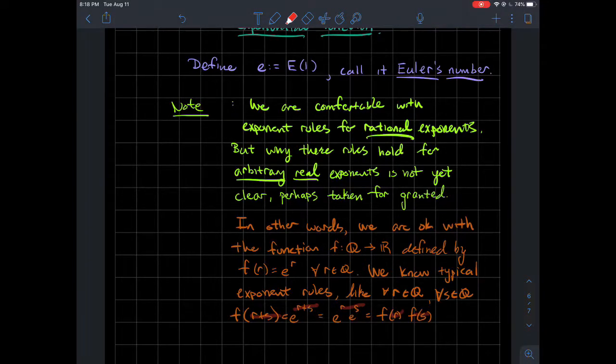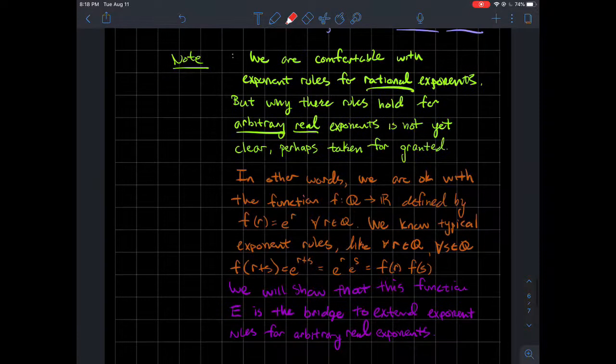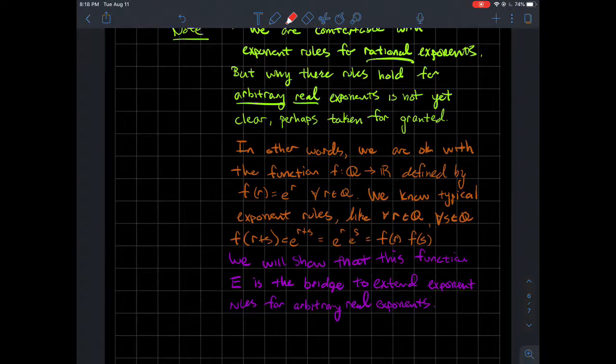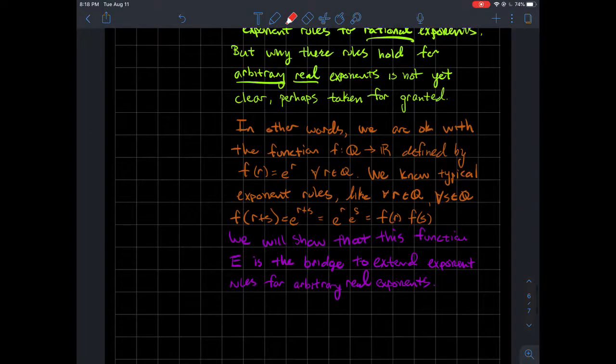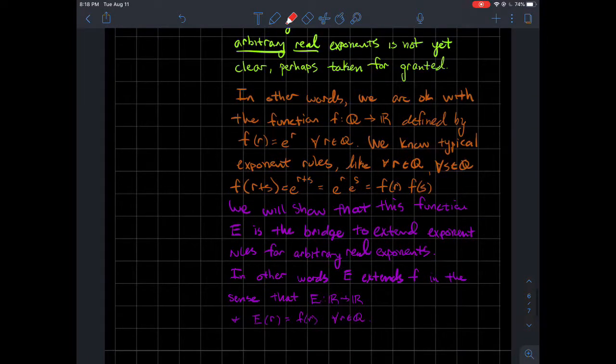So the idea, what's kind of the point of this section, is that this function capital E is sort of the bridge to extend this to arbitrary real exponents. In particular, capital E is sort of the extension of this function little f, so that its domain is not just going to be the rationals. Now we're going to extend that function to all the real numbers. I hope that you see kind of the difference here. The domain of f is the rational numbers, whereas the domain of capital E is the real numbers. What we're going to show, though, is that E does the exact same thing that this little f I referred to here does for every rational number.